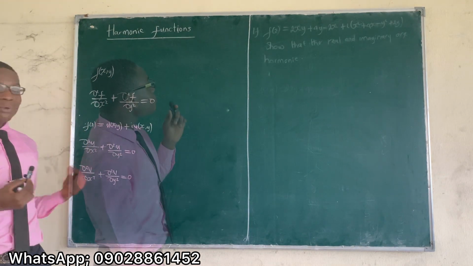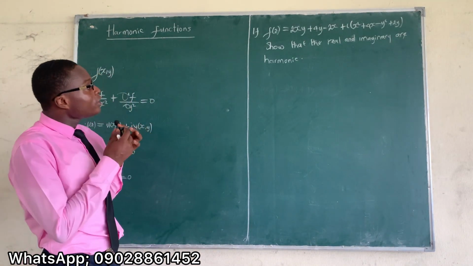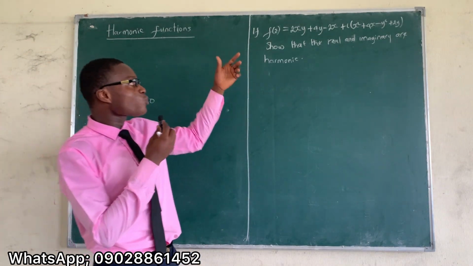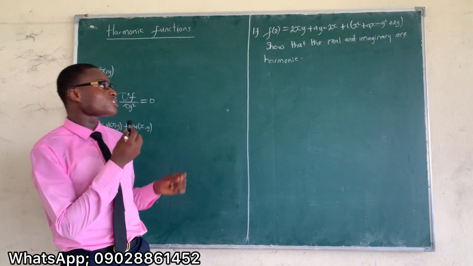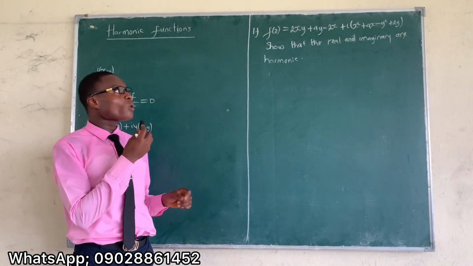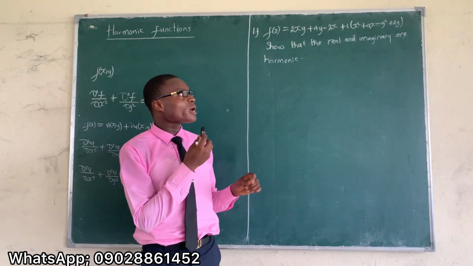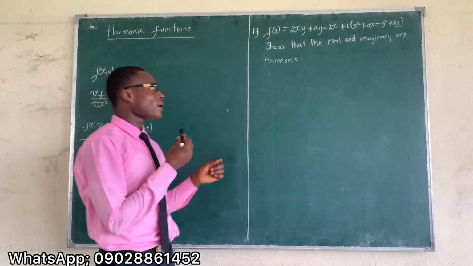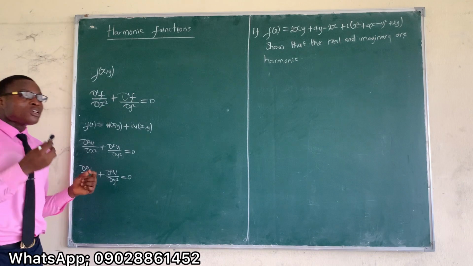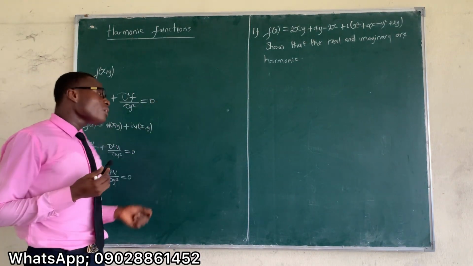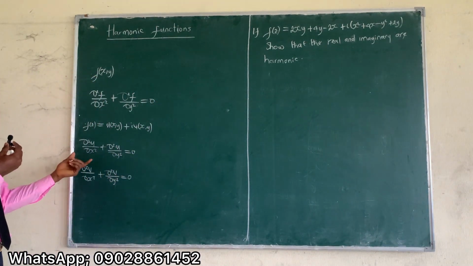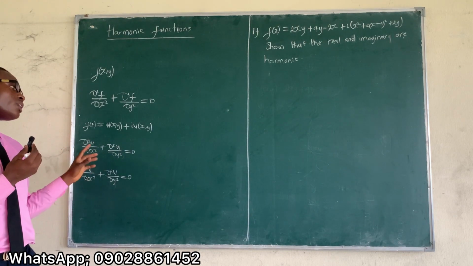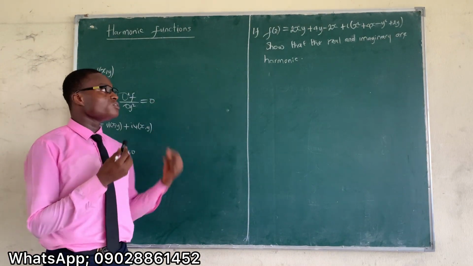Okay, let's solve this problem. The question says if f of z equals 2xy plus 4y minus 2x plus i into x squared plus 4x minus y squared plus 2y, show that the real and imaginary parts are harmonic. So this question is just trying to tell us that we should find the second partial derivatives of u and v and add them together to see if we are going to get 0.